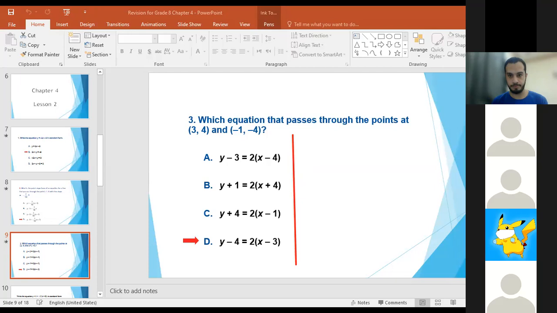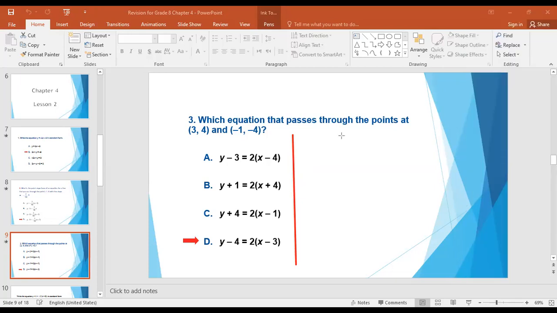Which equation passes through the points (3, 4) and (-1, -4)? First of all, we need to look at the answers to help, but first we need to find the slope. The slope of these two points is -4 minus 4 over -1 minus 3, which is -8 over -4, which equals 2 after simplifying. So now we know that the slope is 2, and if we look at the answers, we can see that all the slopes are 2.